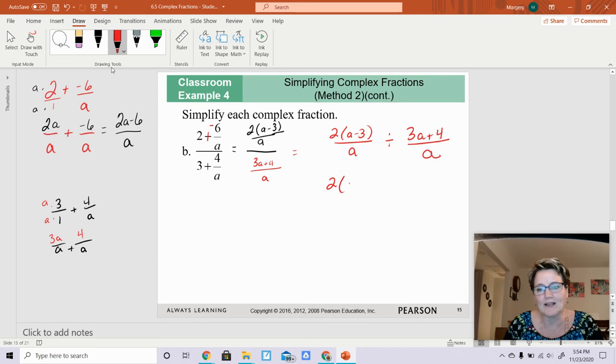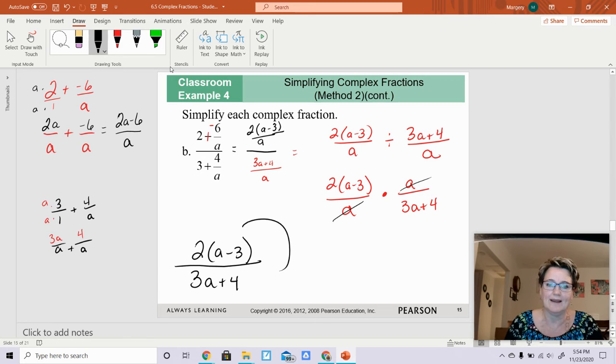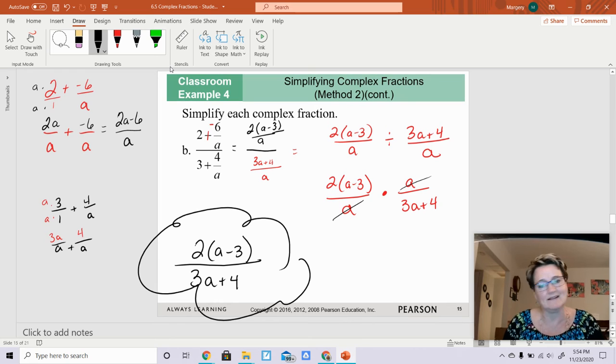Leave the first fraction alone. Change it to multiplication, flip the second fraction. Now here's the fun part. If you notice, these a's can be canceled out, so do that now. So your answer is going to be 2 times a minus 3 all over 3a plus 4. And you're done. That's your answer. Can't do anything else. Let's move on. Let's do the next one.